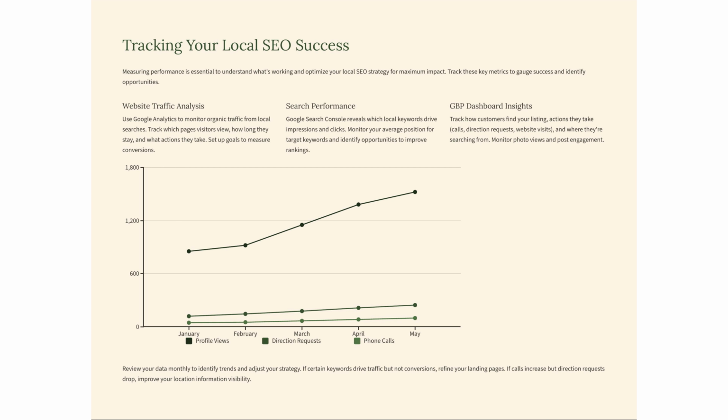Measuring performance is crucial for optimizing local search engine optimization. Use Google Analytics to track organic traffic and conversions. Google Search Console helps monitor keyword performance and rankings. Analyze Google Business Profile insights for customer actions and search origins. Monthly data reviews reveal trends, guiding strategy adjustments for improved conversions and visibility.